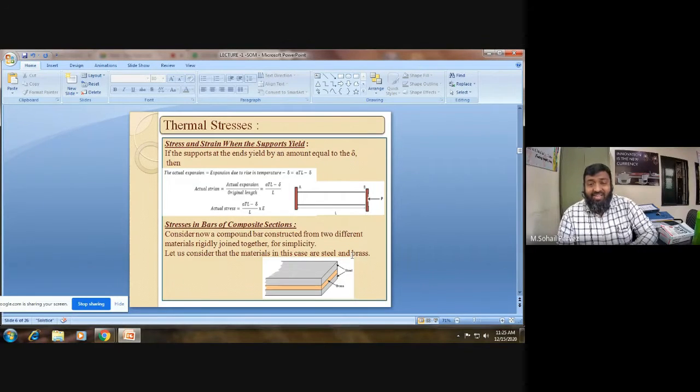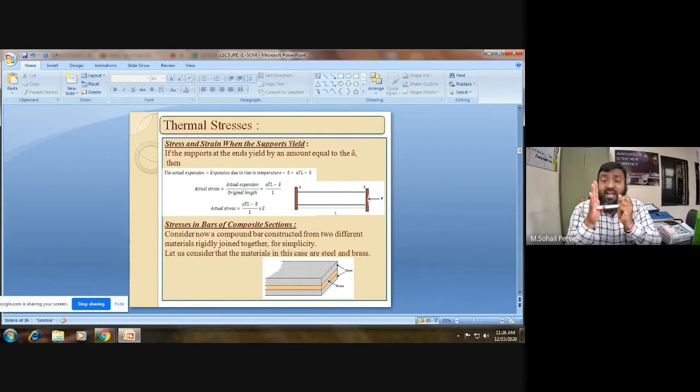Now, this is another case wherein we can see the same rod of length L subjected to some temperature T, having alpha as coefficient of linear expansion. Now what will happen if we restrain its expansion by putting a second restriction on this side also, and the temperature is raised? Please mind this word, it is a very important word: stress and strain when support yields. What is yield? A small deformation.